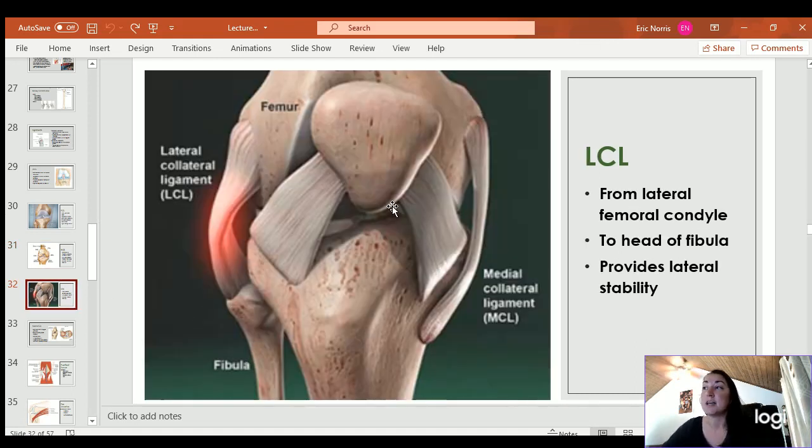The LCL attaches from the lateral femoral condyle down to the head of the fibula, and it provides lateral stability. And of course, if you have a blow to the knee medially, then it's going to push it laterally and could possibly tear it. It is a little bit thicker and not torn quite as often as the MCL, just based on its anatomy.